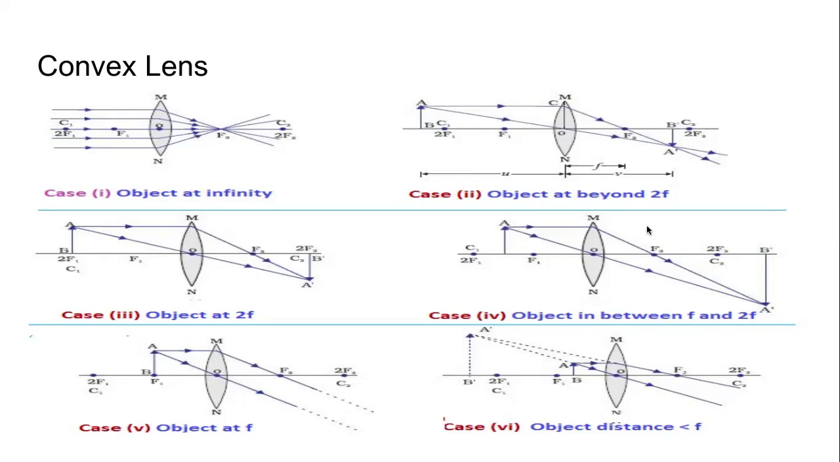Can you draw this using some other rule? Can you draw this using rule number 2 also? Yes, you can. So what you would have done? You would draw an arrow from the head of the object through focus till here, and then you would have made a parallel line. यहीं पर आता. It's your choice.